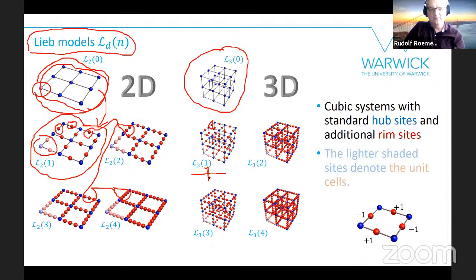it's an extension now. And then you see you can put 2 red sites between the blues, you can put 3, you can put 4. You can think of basically a whole family of these Lieb lattices and their extensions in 2 as well as in 3D.